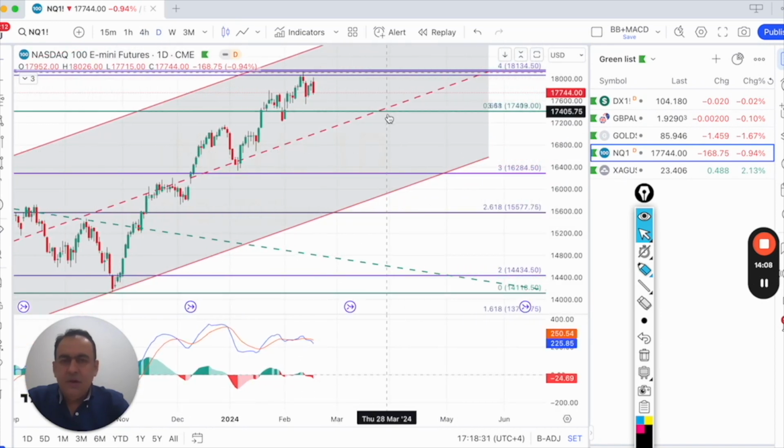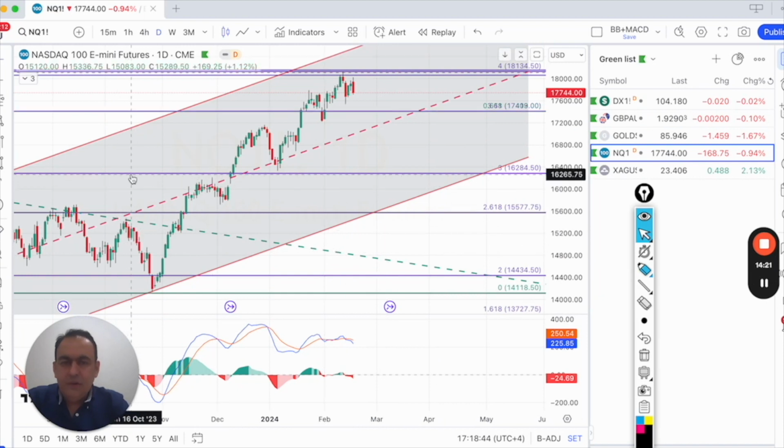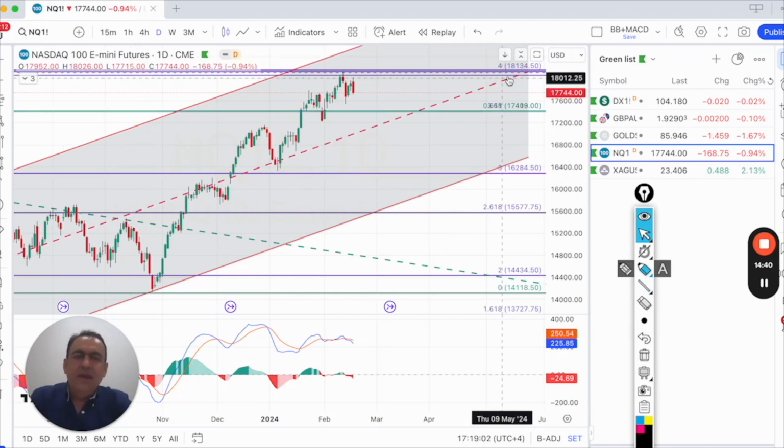The first target to the downside would be 17,400. This is the Fib extension level. If this level is broken, then we can expect the next one to be 16,297, or in round numbers we can say 16,300. In the short run, I'm expecting to sell on the rise. So the plan for NASDAQ would be to sell on the rise unless we get a break above 18,135 or 18,150. This is the trading plan for the upcoming week.